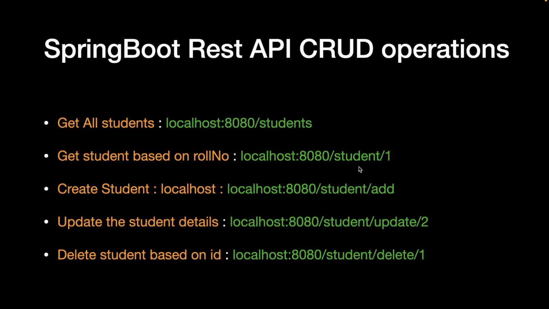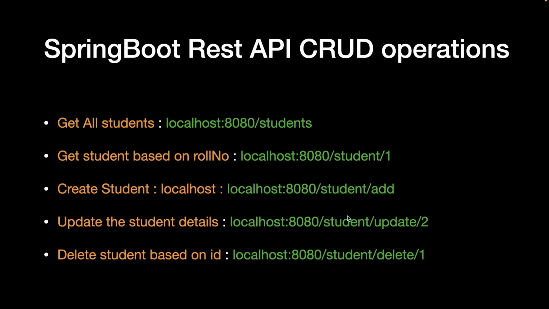For example, if I am passing here the ID 1 or the roll number 1, then I should get the details of the student whose roll number is 1. Same way, we need to create one request which will create a new student or which will add a new student in your student database, right? After that, we will see how we can update the student details.